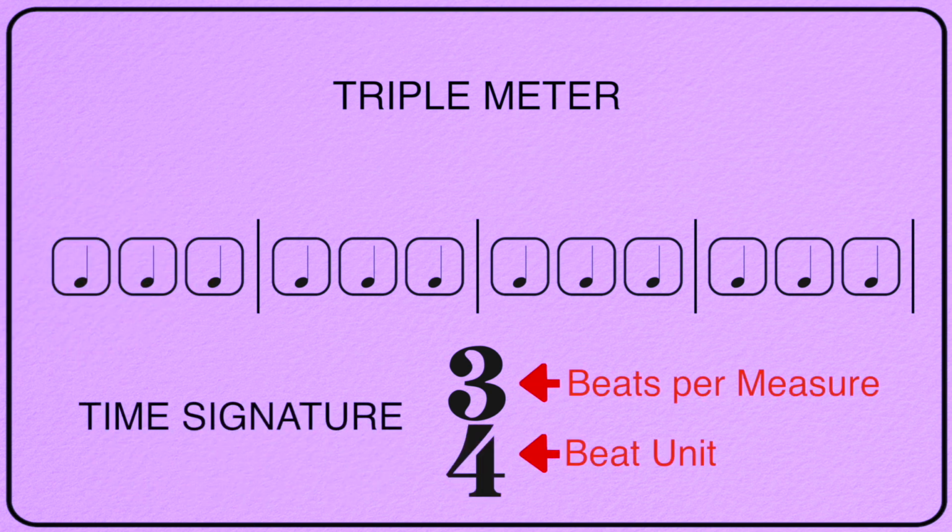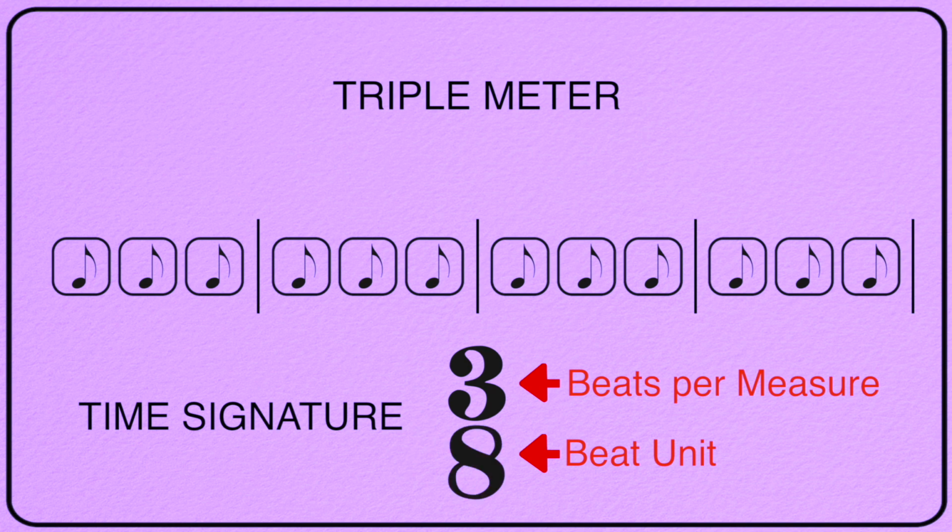But just like in duple meter, we can change which note value gets one beat. Instead of giving a quarter note to each beat, we can call the half note the beat unit. 3 beats in each measure, and the half note gets 1 beat. That would be 3/2 time. Or we can just as easily call the eighth note the beat. Now our time signature is 3/8.